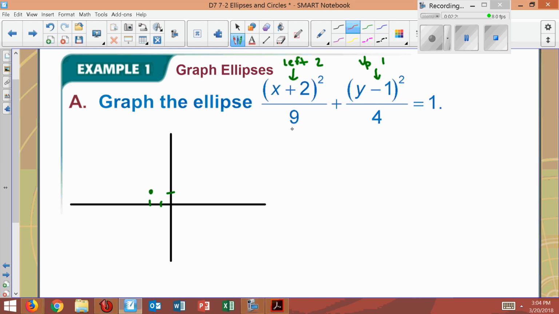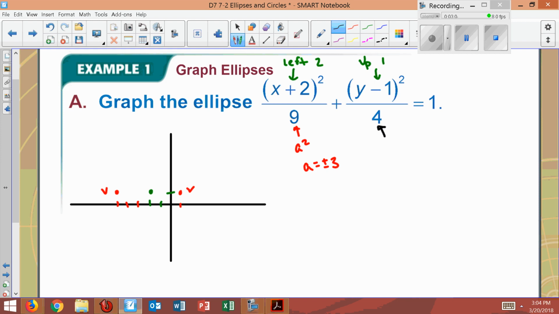This tells us our width. We're not going to go 9 units left and right, but you take the square root of that. Since it's bigger, that is my a squared. So a, if you think about it, you took a square root. Square roots are always plus or minus. So a would be plus or minus 3, which means I go left 3 and right 3. So 1, 2, 3. Here's a vertex. I'll label that with a V. And left 3, 1, 2, 3. There's my other vertex.